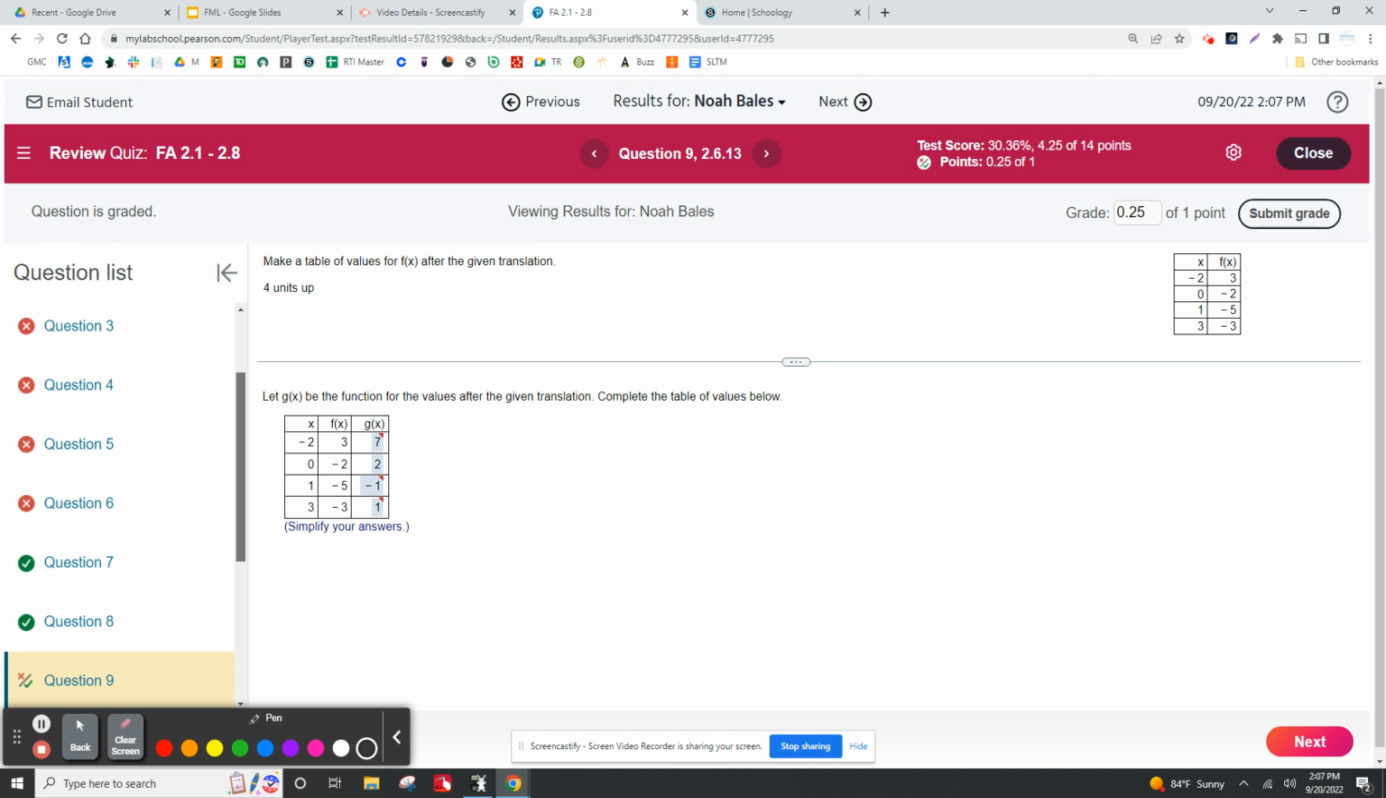So stop doing that. Stop not doing your math. All right, look. Here's our table. Now, let's see. G of x is 4 units up from f of x. Well, what that does is it adds 4. So this will be a 7. This will be a 2. This will be a negative 1. And this will be a positive 1. Okay? You see how we got that?